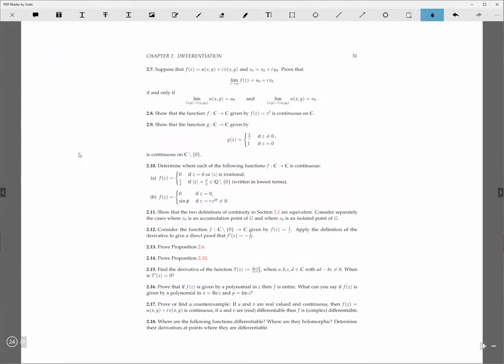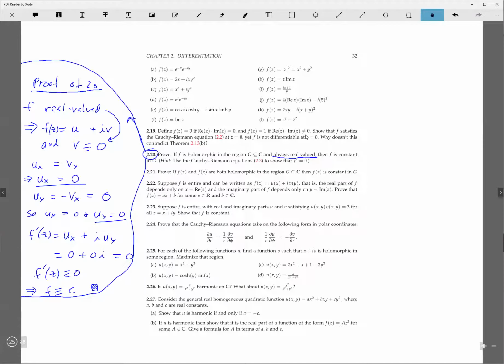Okay, let's take a look at some of these exercises from number 18. We'll do a few of these to end up the class. It says, where are the following functions differentiable? Where are they holomorphic? Determine the derivative at points where they are differentiable. So here we have a whole bunch of functions. If we do some of them, it won't take away very much of the fun that you're going to have later.